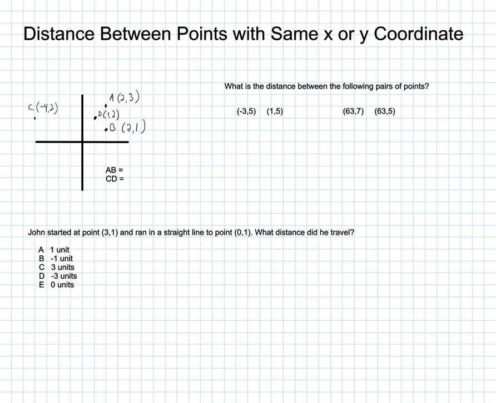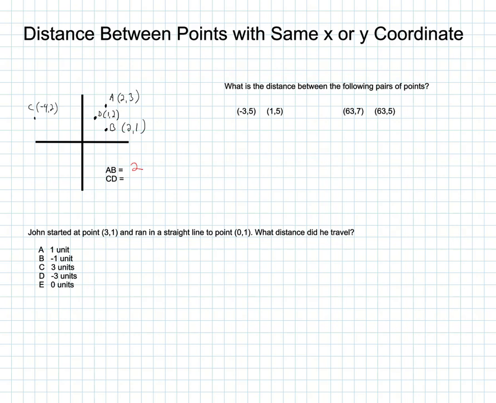So in the top left, we have 4 points, A, B, C, and D, and they are labeled with their actual points. So A is at point 2, 3, B is at 2, 1, etc. And let's say we're asked to find the distance between points A and B. Well, we'll notice that A and B both share an x coordinate. So the distance is simply the distance between the y coordinates. You're looking at the difference between 3 and 1. So the distance between A and B is 2 units. So AB is equal to 2.